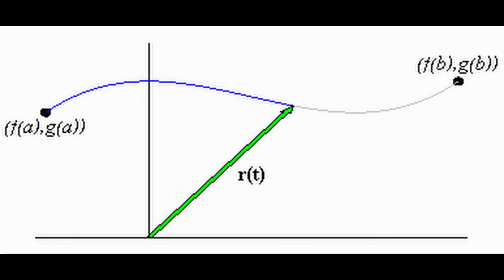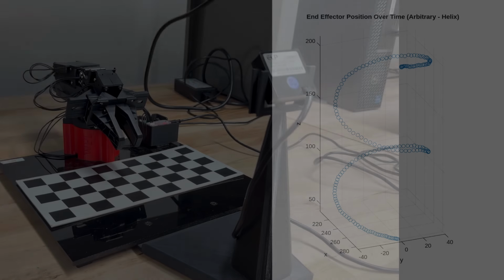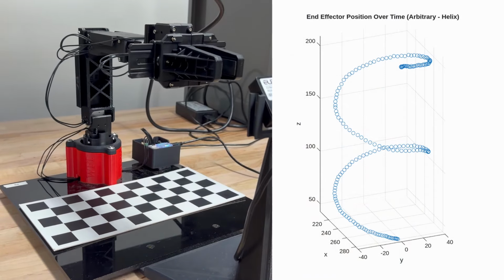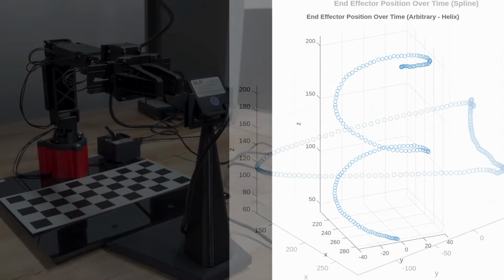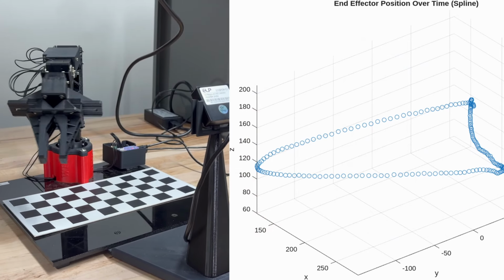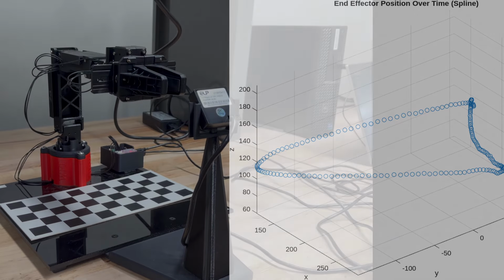One takes in an arbitrary 3-dimensional parametric function and sends the robot along that path. This allows us to develop interesting trajectories like a helix curve. Another method sends the robot on a spline trajectory, allowing us to pick any number of points in space and smoothly travel through each one.